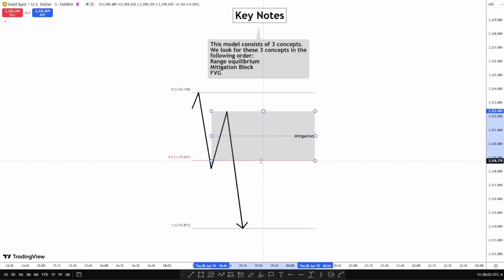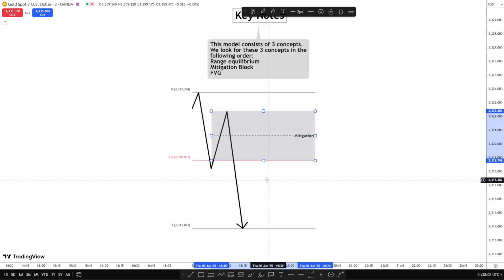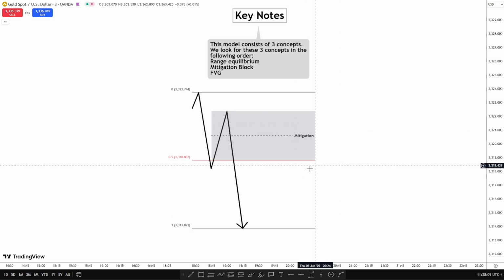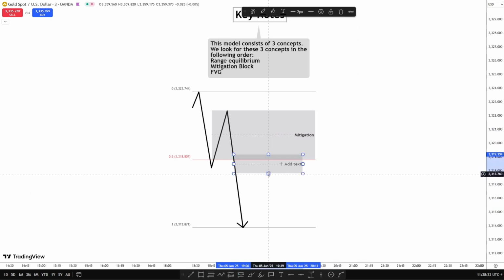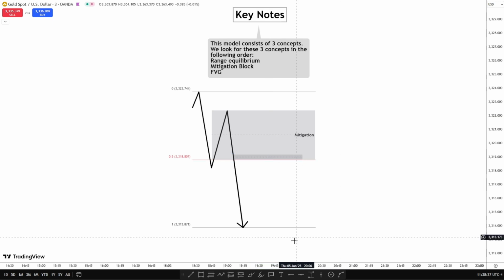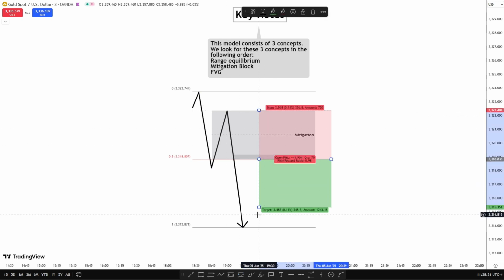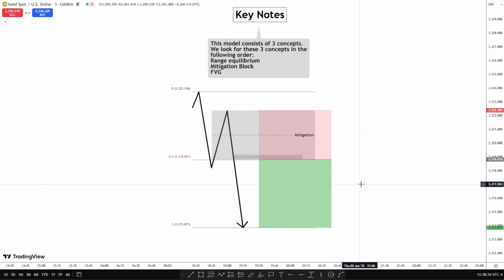So we're going to be bringing this up into premium of the equilibrium. Now you can see how mitigation is now aligning with the 0.5 of this range. So this is where we're going to be looking for our fair value gap. If our fair value gap aligns here, we're not going to be looking for potential entries off this. We're going to be bringing this into the mitigation, which would align right here, and then we're going to be looking for our shorting opportunities off the fair value gap right here, just like that, targeting lower price.